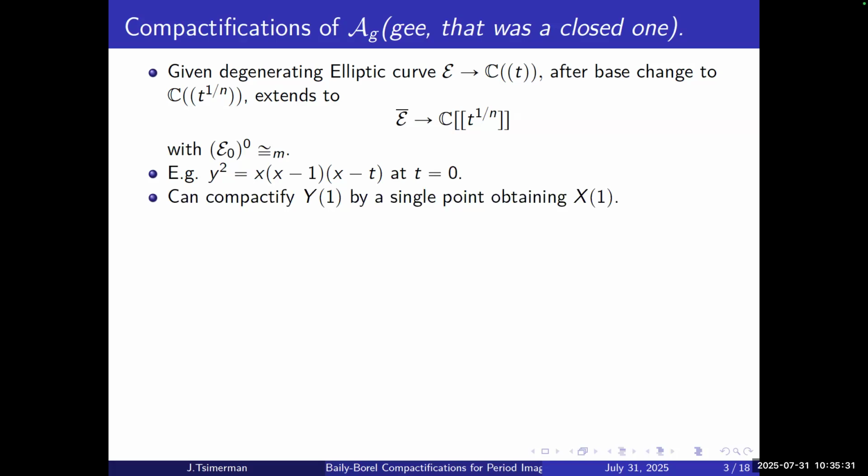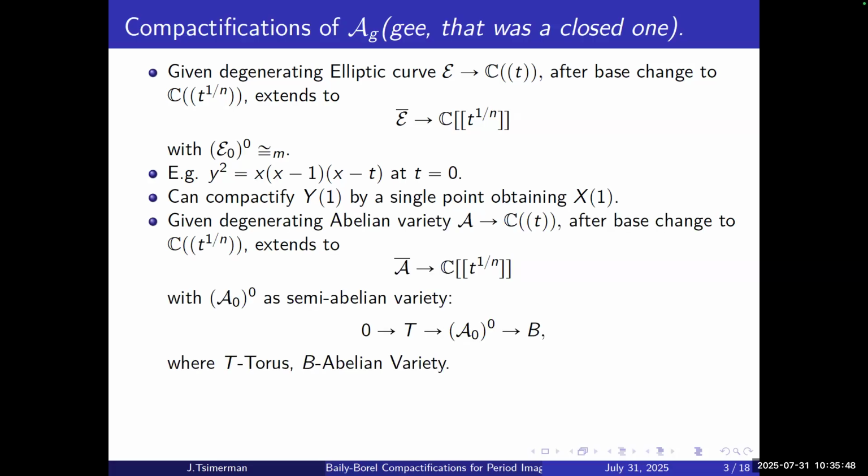In that sense, this is a little bit silly because it's so straightforward. But if you look at the moduli space of elliptic curves, Y(1), you can add a point at infinity. You can compactify it to P^1, as a stack, and you can think of this extra point as the degenerate elliptic curve.